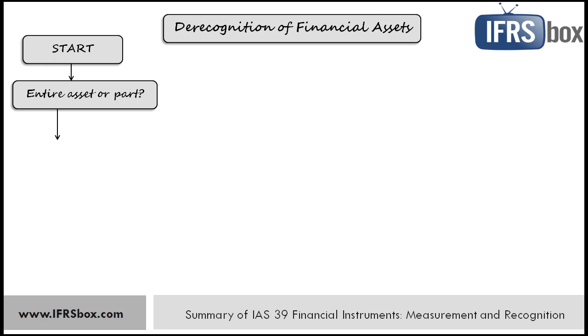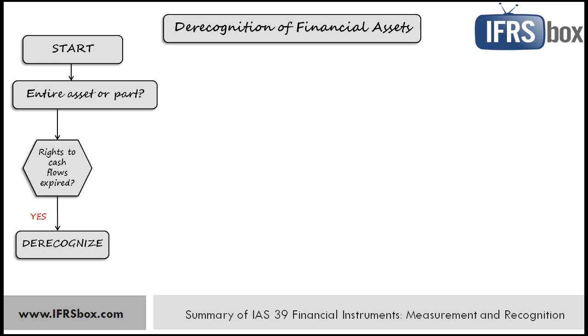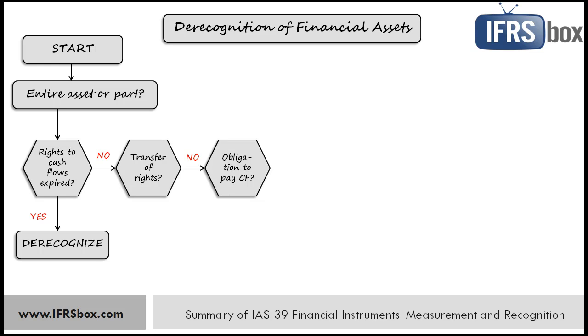The first question is easy. Have the rights to the cash flows from the asset expired? If yes, then derecognize the asset or its part. If no, then we are going to determine whether the asset was transferred or not. IAS 39 provides extensive guidance on transfers of financial assets. So the next question is, has the entity transferred to somebody else its rights to receive the cash flows from the asset? If not, that means that the entity still receives cash flows from the asset, and thus the next question is whether the entity keeps these cash flows for itself or has the obligation to pay them.